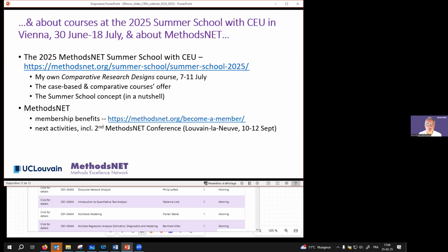Last but not least, I wanted to flag the second MethodsNet conference. That's the next upcoming activity that will take place in Belgium. And I wanted to especially flag the fact that it is not only open to methods experts, it's also open to methods users, so to researchers who have work in progress, and you can submit papers with empirical pieces where, of course, you would be asked, especially, to unpack the methods side of the piece, right? To get feedback from experts on the methods side.